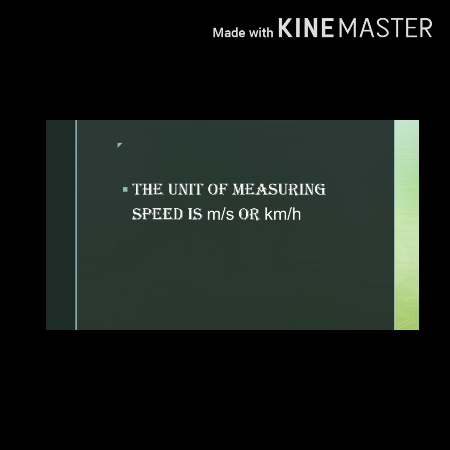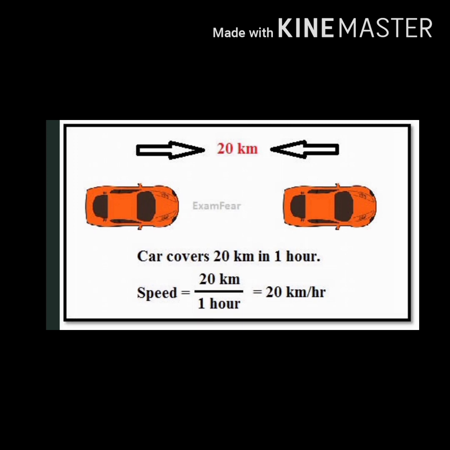Another unit, kilometer per hour, is also used to measure the speed of a moving object. Suppose a car covers 20 km in 1 hour. So speed equals 20 km by 1 hour equals 20 km per hour.